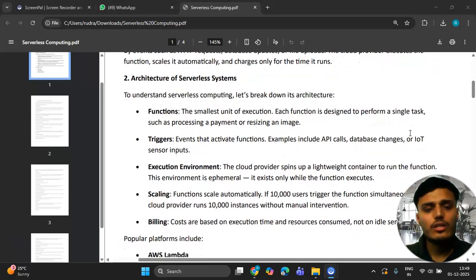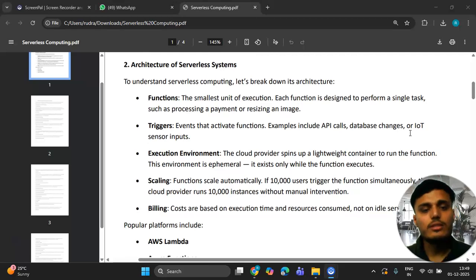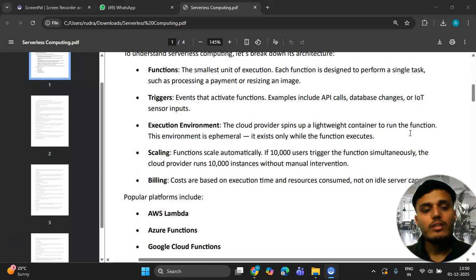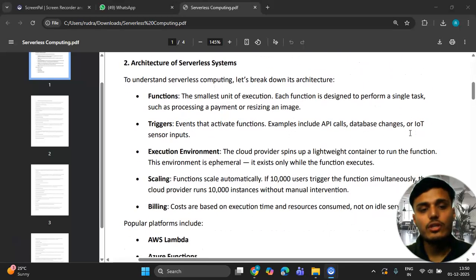Now the architecture of serverless systems: function, triggers, execution environment, scaling, and billing. A function is the smallest unit of execution. Each function is designed to perform a single task, such as processing a payment or resizing an image. Events activate a function, for example API calls and database changes. In the execution environment, the cloud provider spins up a lightweight container to run the function.